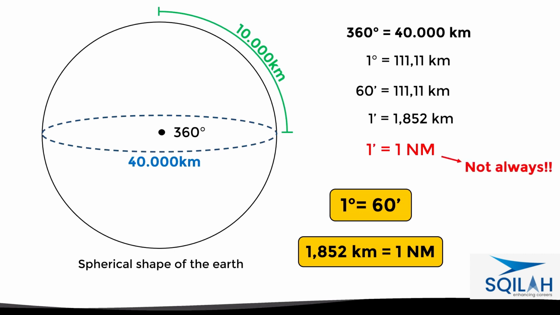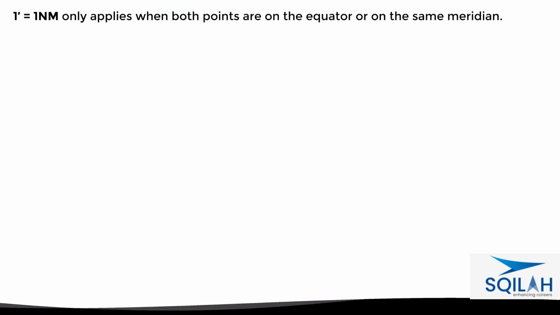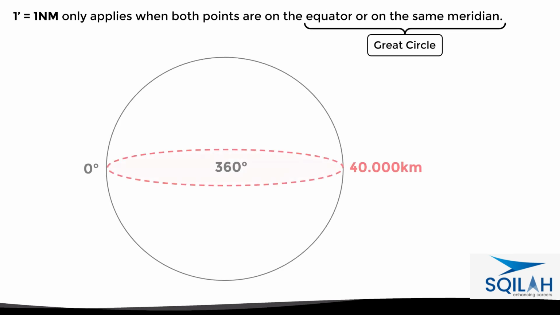However, as we will see later, this rule is not true in all cases. In fact, this rule only applies when both points are on the equator or on the same meridian, which are great circles. But let's see why.